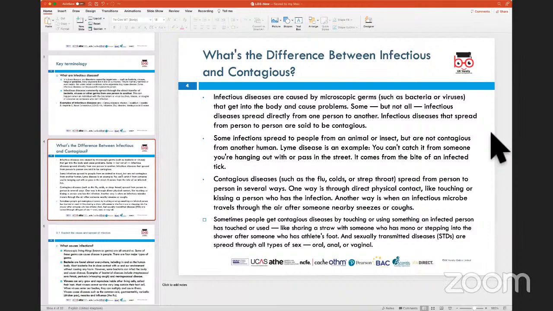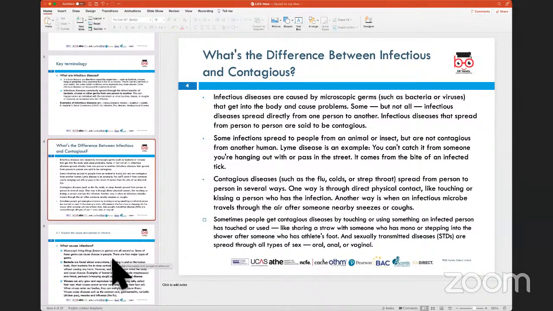So when we talk about infectious diseases, they are caused by microorganisms. But when we talk about contagious diseases, things like flu, colds, strep throat, or if you have COVID-19, then these can spread in a number of ways from one person to the other. And that is why they are called contagious diseases.